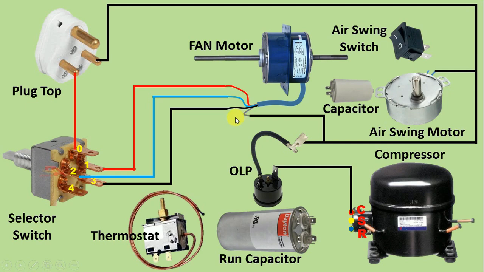Friends, this color coding which I told you here, you will find mostly this color coding only. But if you get a different color coding, then through multimeter you have to check first that which wire is for which use. After this fan motor here, we have to connect this fan motor with this capacitor.